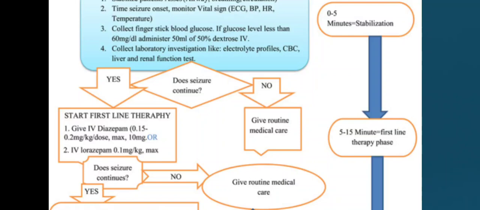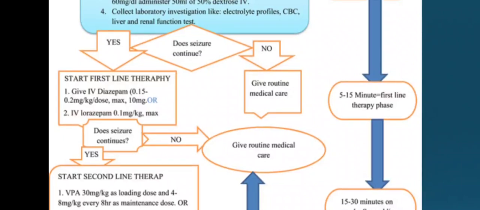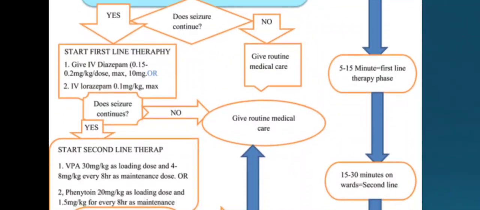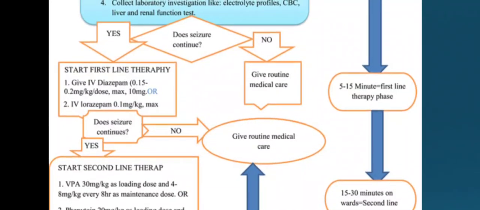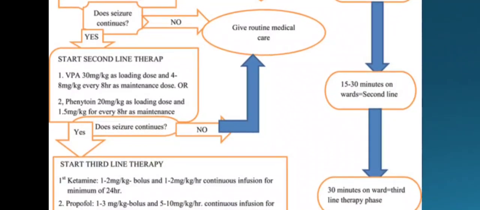If you notice the seizures have continued in the next 5 to 10 minutes, you can repeat the above dosage for either diazepam or lorazepam. If seizures don't continue after, you give your routine medical care. However, if despite giving 2 doses of diazepam or lorazepam the seizure still continues, you switch to second-line therapy. Second-line therapy consists of valproic acid, phenytoin, or phenobarbital.